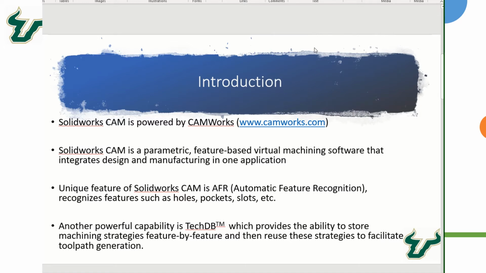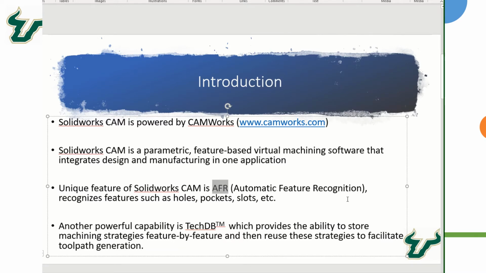In addition, the toolpaths which are generated are associated with the SolidWorks parametric solid model. What that means is, if the solid model is changed, the toolpaths are also changed automatically with very minimum user intervention. And one of the unique features of the SolidWorks CAM is something called AFR, which is the automatic feature recognition.